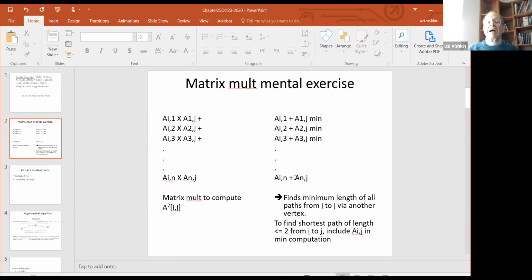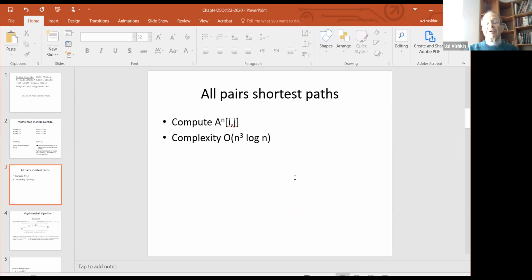So I hope that this already clarifies why what we want to compute is A to the power of n, which we are going to do by repeated squaring, because it gives me longer and longer paths. And as I explained, the longest path I need to consider is of length n, because the shortest path must be found from such a path, otherwise it's not defined. And the complexity will be n cubed times log n.